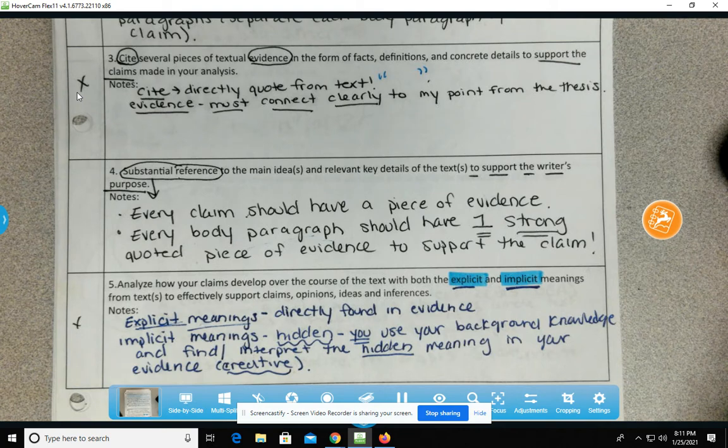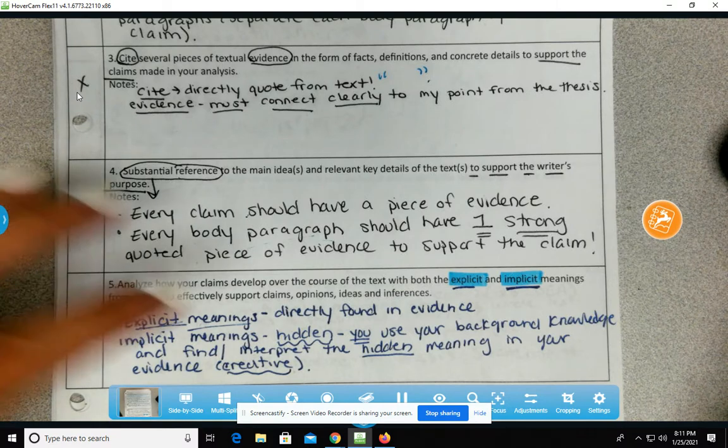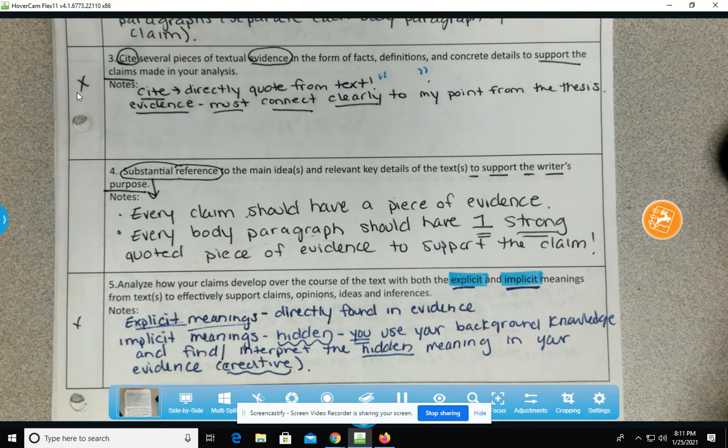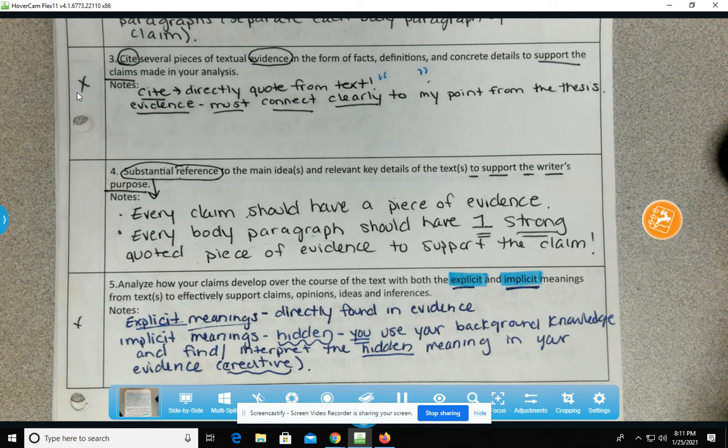Learning target number 5, to analyze how your claims develop over the course of the text with both explicit and implicit meanings. And that seems like a lot to think about. Explicit and implicit meanings. Well, what does that mean? Learning target number 5 is everything you have to say about your evidence. This is the information you say that connects your evidence to your claim.